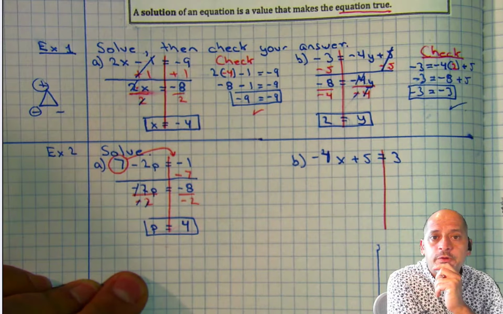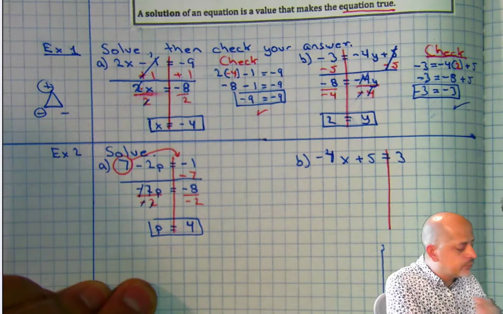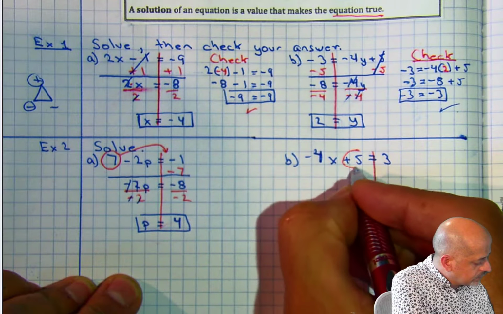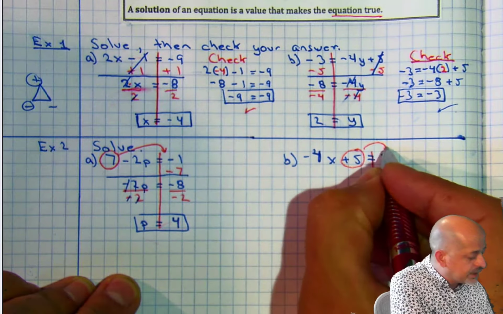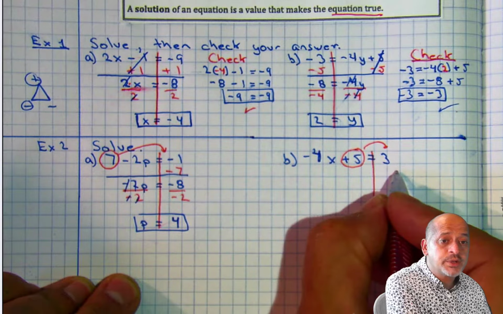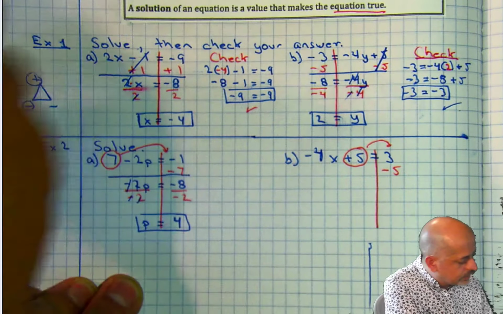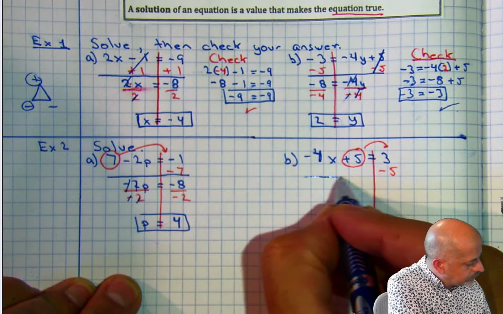Which one should I get rid of first? Correct. I should get rid of the 5 first. I'm going to circle it and move it to the other side. It's a positive 5. When I move it to the other side, it becomes a negative 5. So therefore, I'm going to draw the line.